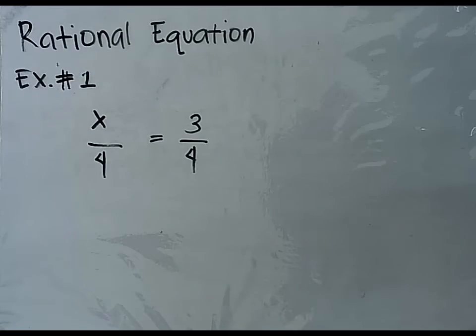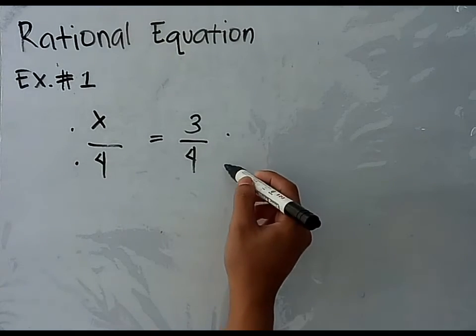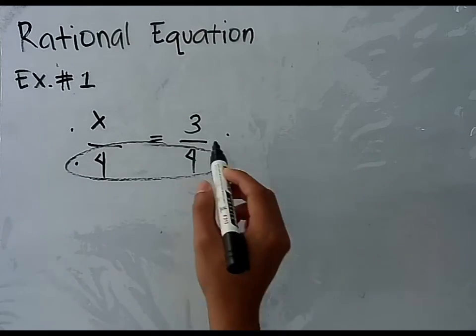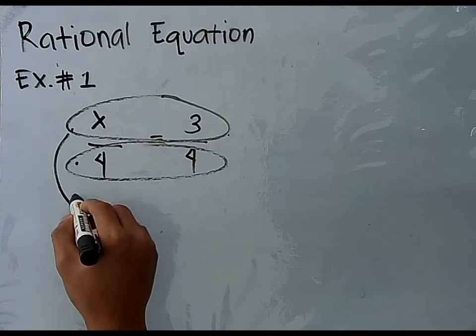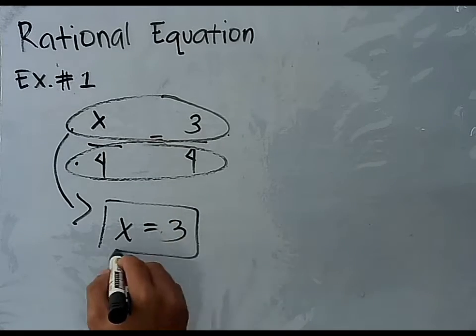In rational equation example number 1, we have x over 4 equals 3 over 4. Since we have the same denominator, let's now proceed to the numerator. Put it down: x equals 3, and this is the final answer.